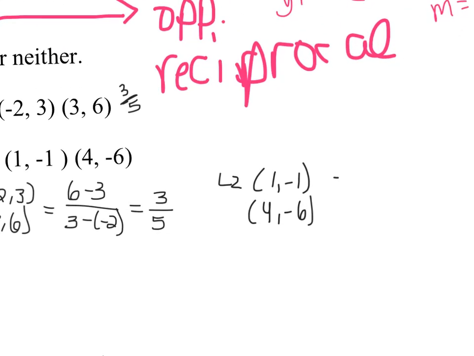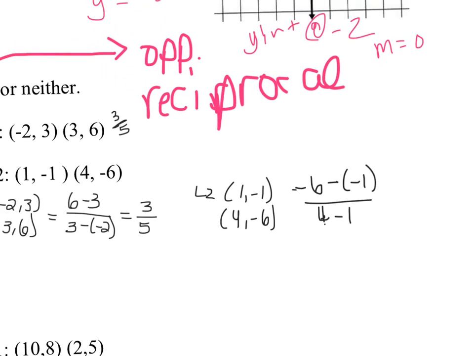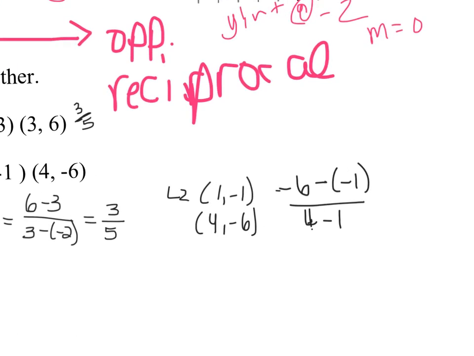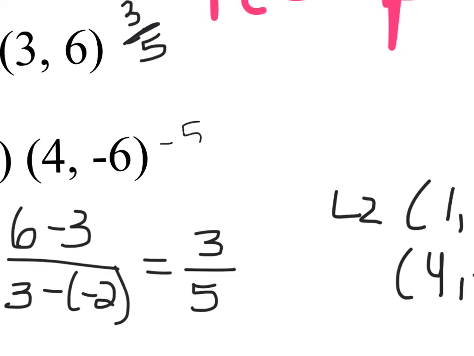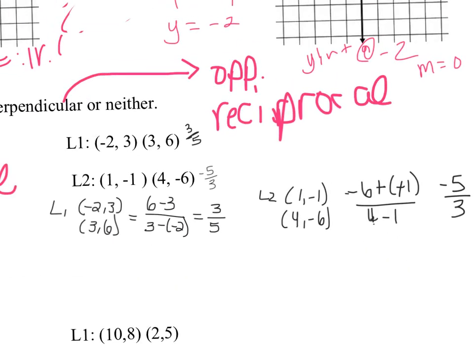So I'm going to say -6 minus -1 over 4 minus 1. Agreed? Okay, so 2 negatives make a positive. So I have -5 over what? 3. So over here, I'm going to write, I have -5/3. Those are my two slopes.